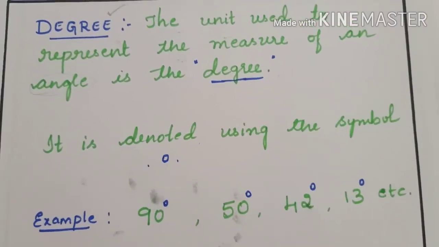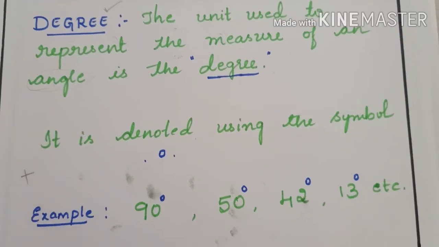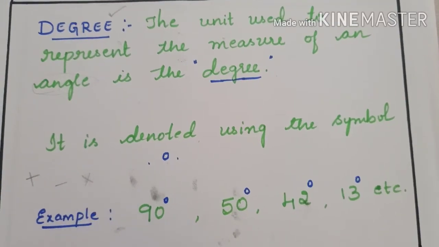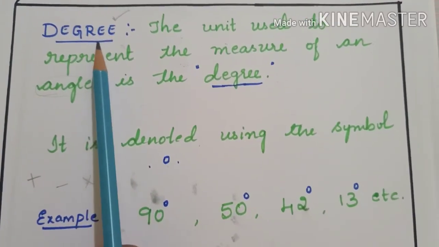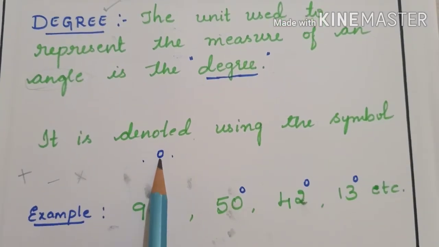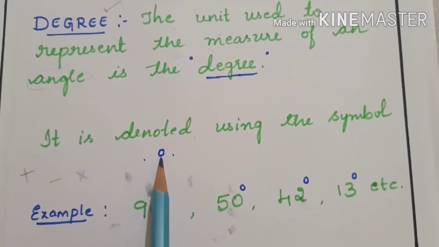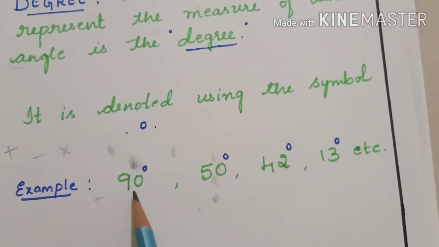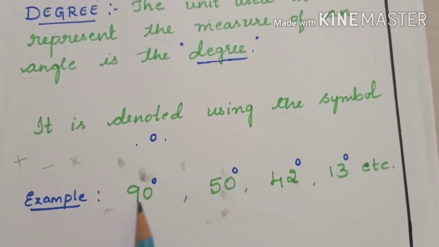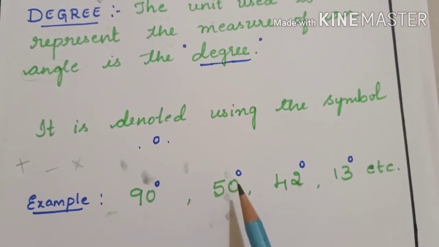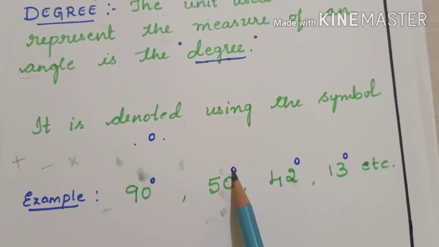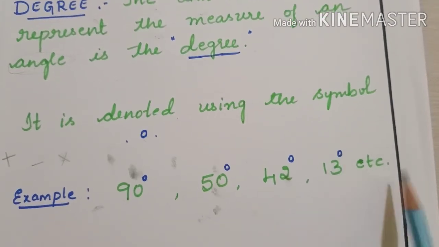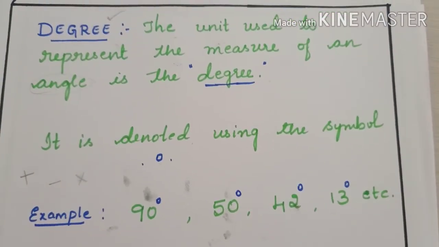Just like in addition, we use the plus symbol for addition, right? For subtraction, minus. For multiplication, the into mark, right? Likewise, the degree is denoted using this symbol, degree. What we call it is pronounced degree. For example, if the measure of an angle is 90 degree, then we write it as 90 degree, 50 degree, 42 degree, 13 degree, and so on. Is it clear?